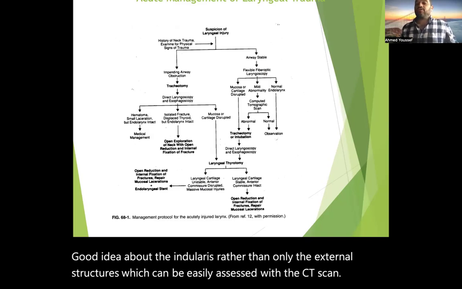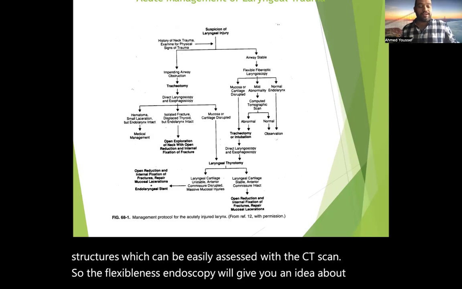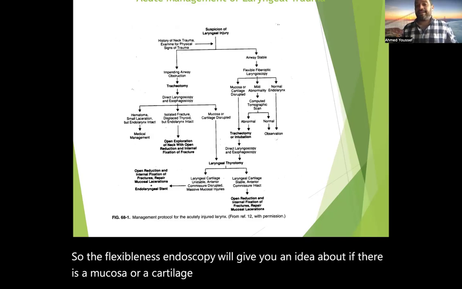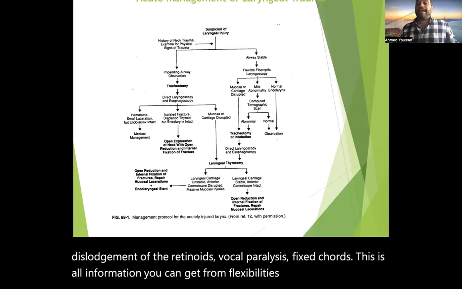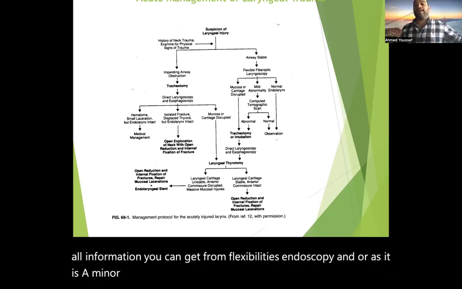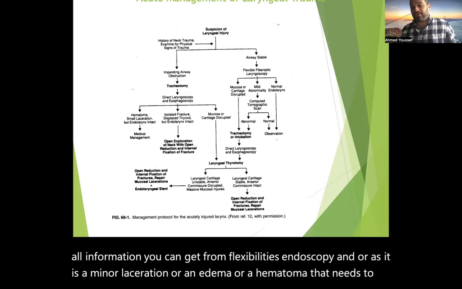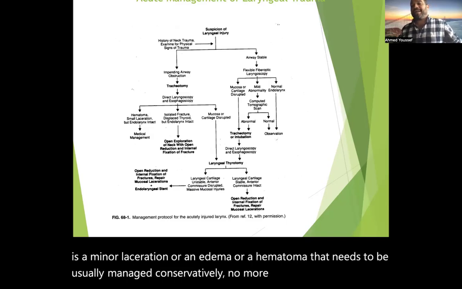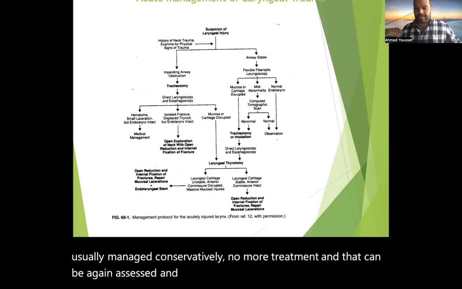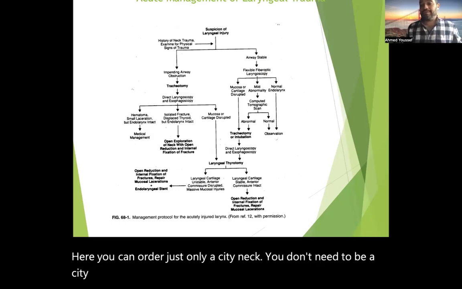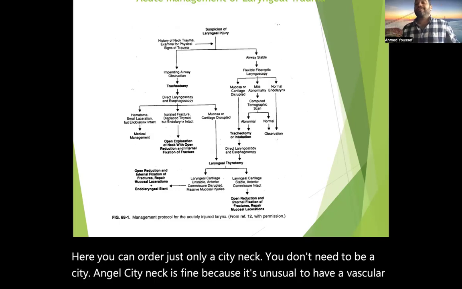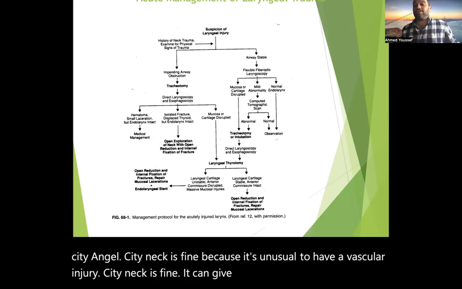So the flexible nasal endoscopy will give you an idea about whether there is mucosa or cartilage exposure, vocal cord mobility, dislodgement of the arytenoids, vocal cord paralysis, fixed cords. This is all information you can get from flexible nasal endoscopy. Or if there is a minor laceration or an edema or a hematoma, it usually needs to be managed conservatively, with no more treatment. That can again be assessed and confirmed by a CT. Here you can order just a CT neck. You don't need a CT angio. CT neck is fine because it's unusual to have a vascular injury. It can give you the information needed in addition to the scope findings.